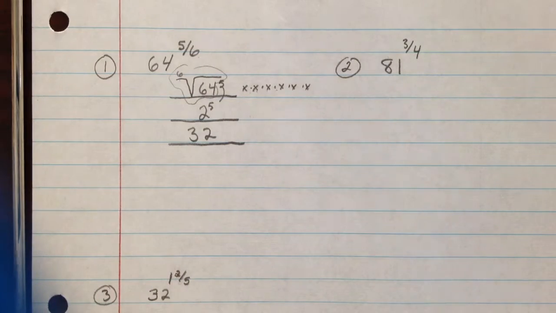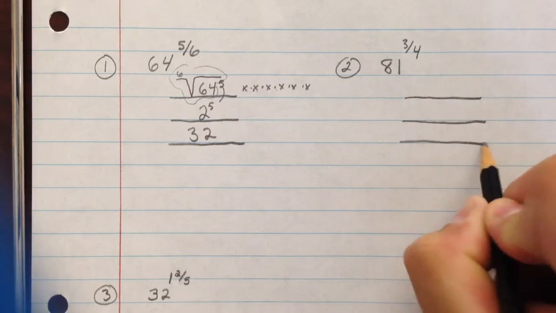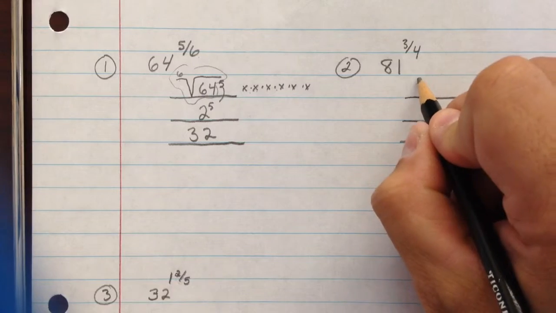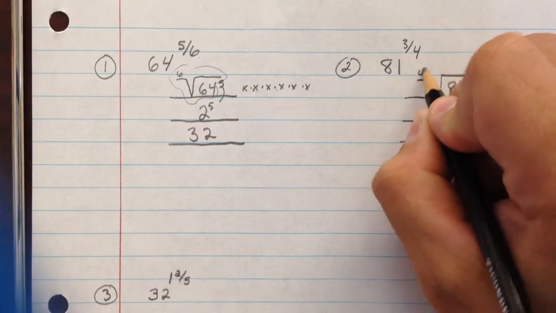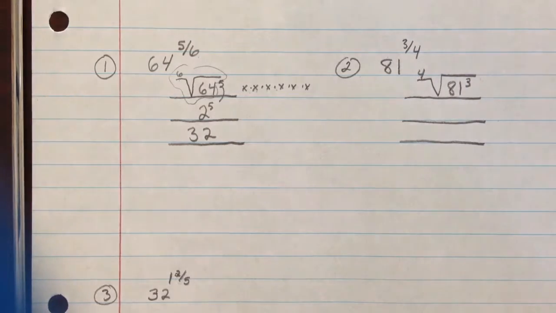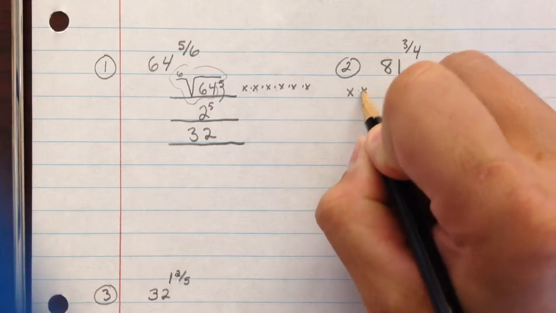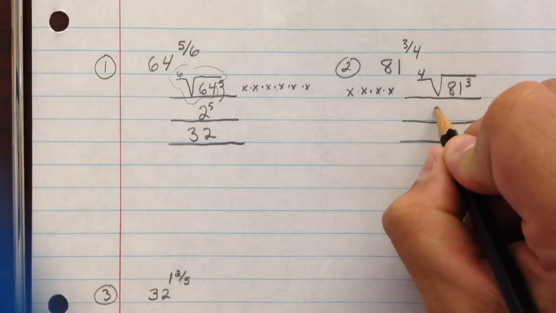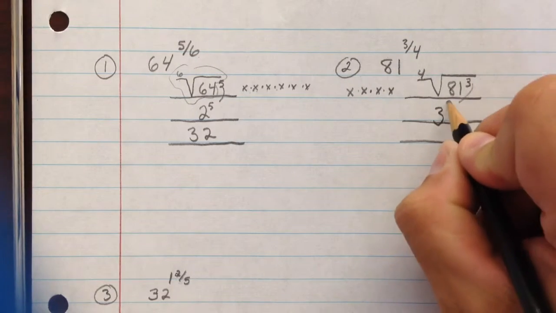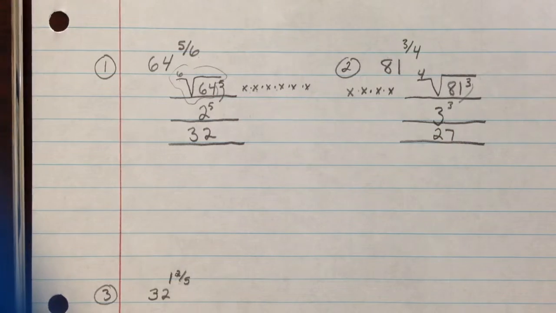Let's try another one. How about this one here? Do the 3 lines, and let's write as a radical. So we get 81 to the 4 on the shelf and 3 inside here. The 4th root of 81 is what number times itself 4 times equals 81, and that's 3. Bring the 3 down, and we get 3 to the 3rd, which is 27.